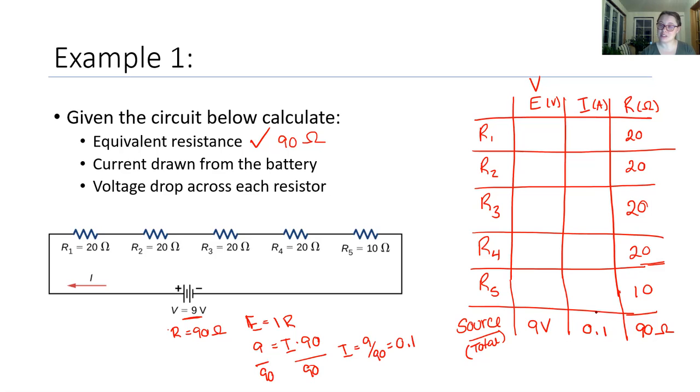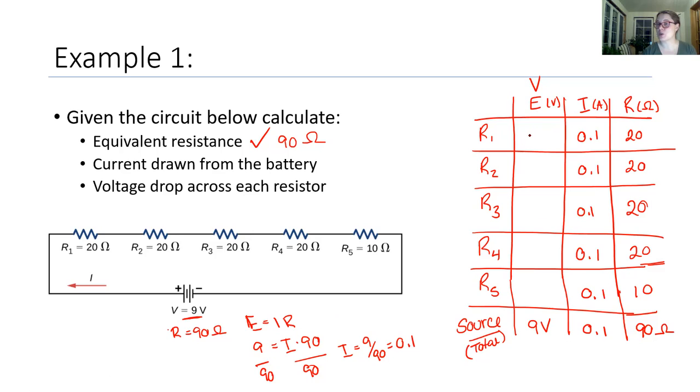Now that we know the current in one place, if you remember back to Kirchhoff's laws, it says that current is the same everywhere. So we have 0.1 everywhere in this particular circuit, because there's only one path for the current to flow, so the current can't change throughout the circuit. Now that we know current and resistance, we can calculate V, or E. E equals current times resistance. So just multiply the two together.